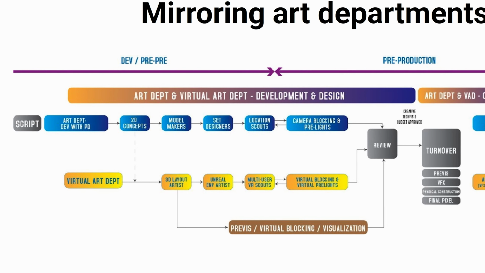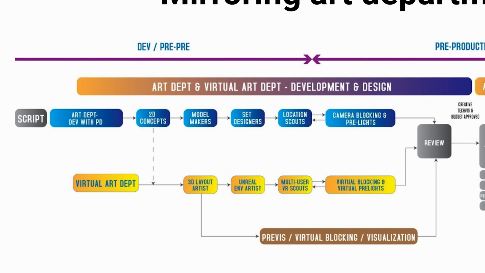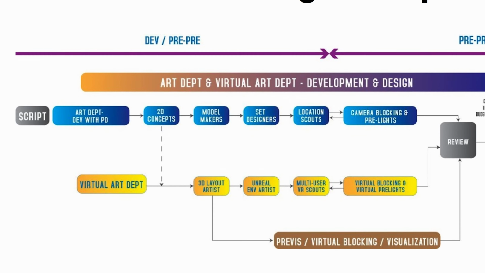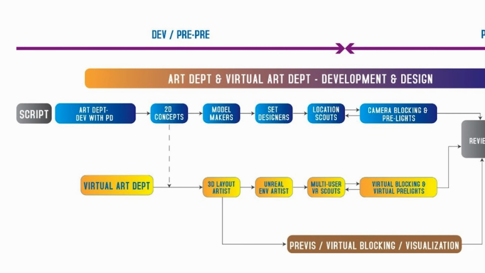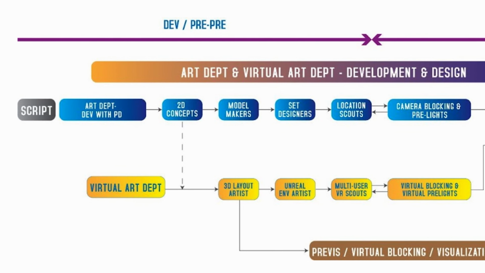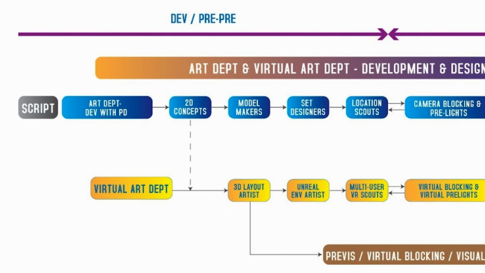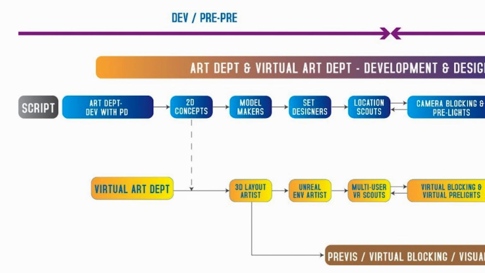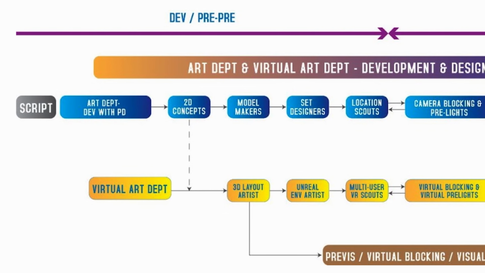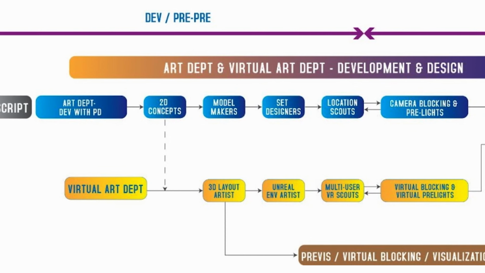Just to share the comparisons, the blue bar at the top shows the art department, and the yellow at the bottom shows the VAD. At the beginning, you have 2D concept art. That's something that we still need in the VAD, so that sticks. But after that, the comparison of a model maker in the Unreal Engine world is a 3D layout artist. As we move forward, you have those set designers. We have Unreal Environment artists for those.